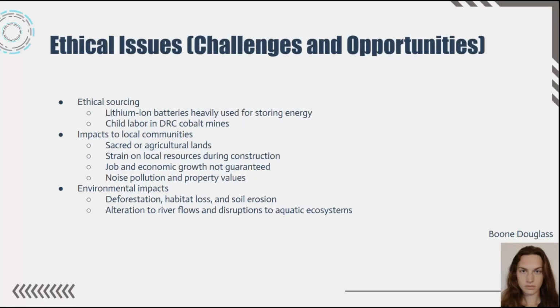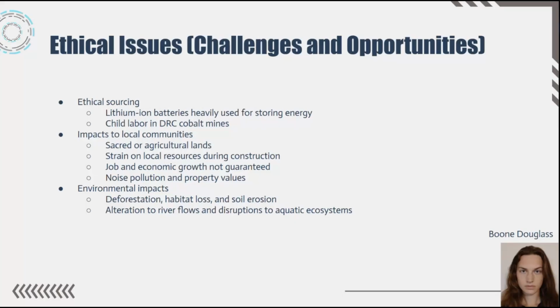Also, there are impacts to local communities that may not be positive when it comes to creating farms or plants for alternative energy production. Often, communities that are already vulnerable, like indigenous communities or rural communities, are the most at risk, as their sacred or agricultural lands are used for these projects, even when the communities themselves don't want them to be used for this. The creation of these farms or plants can create strain on local resources during the construction, as people are brought in from outside the community with the specialized knowledge needed to construct the farms.